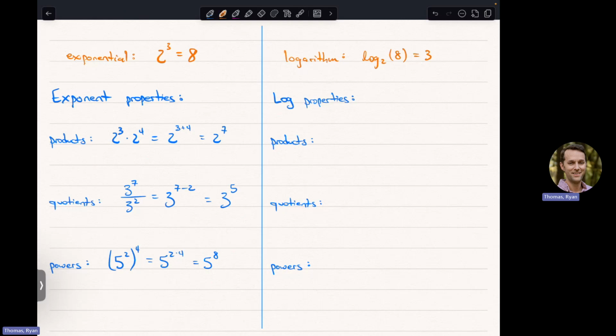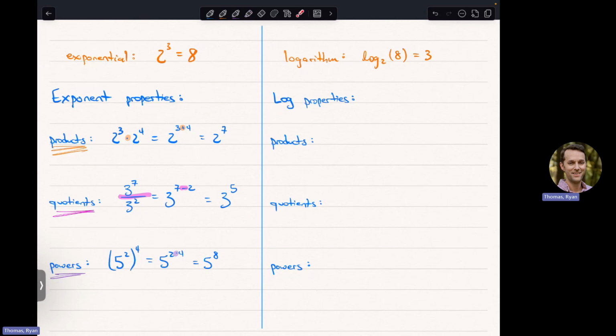Okay, so products, right? Multiplication turns into addition. Quotients, division turns into subtraction. And powers, for those of you out there who really care about the color coding, power raised to a power turns into multiplication of the exponents, right? I didn't highlight that the same way I have been. Sorry, that would have bugged me. Okay, there you go.